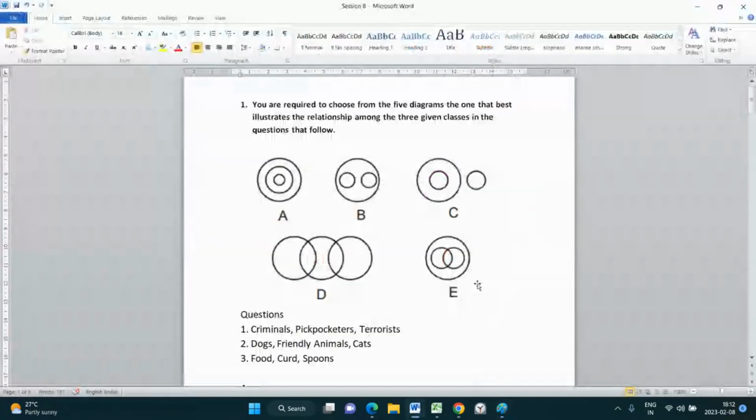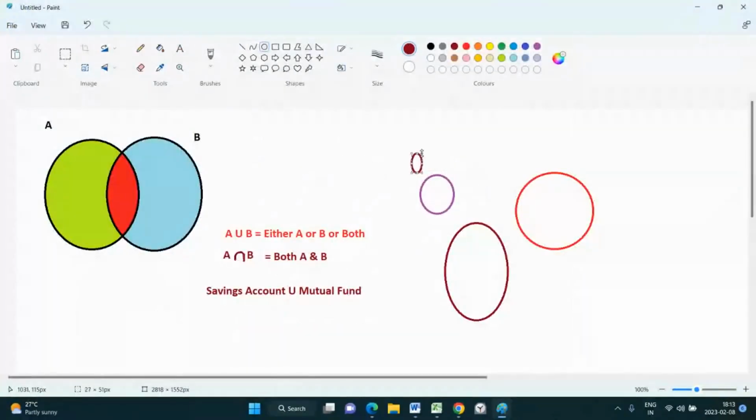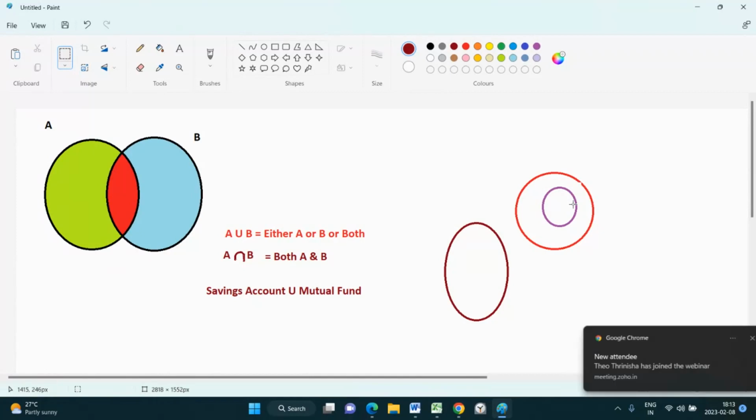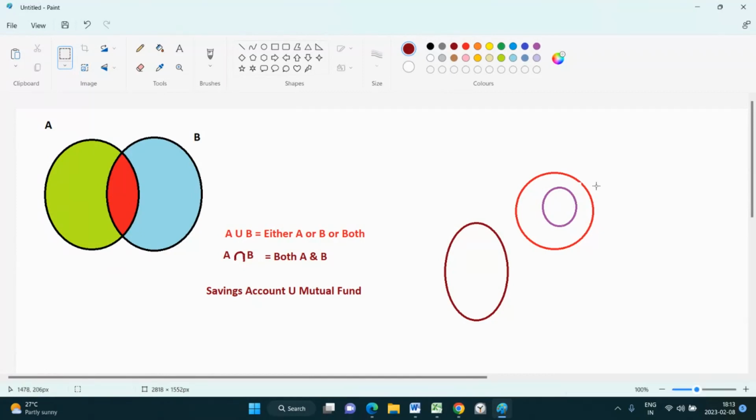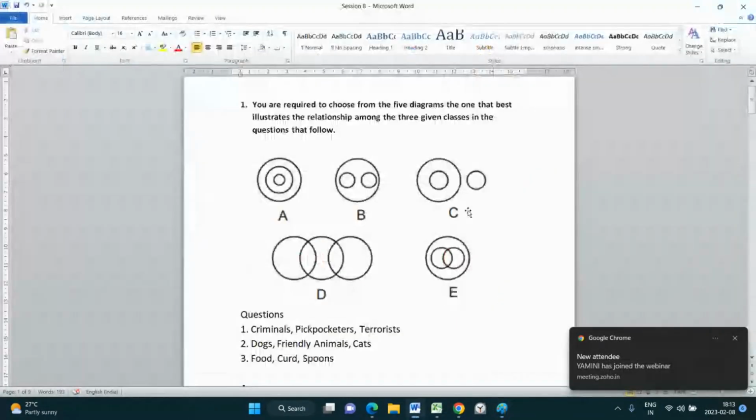Now they have drawn some pictures here. For example, pickpocketers are also criminals. If I feel that, then I will push this into this. This violet is pickpocketer, red is criminal, there are terrorists. So they have three circles here. Each one represents one of the three: criminal, pickpocketer, and terrorist. We need to find out which of these is best suited.